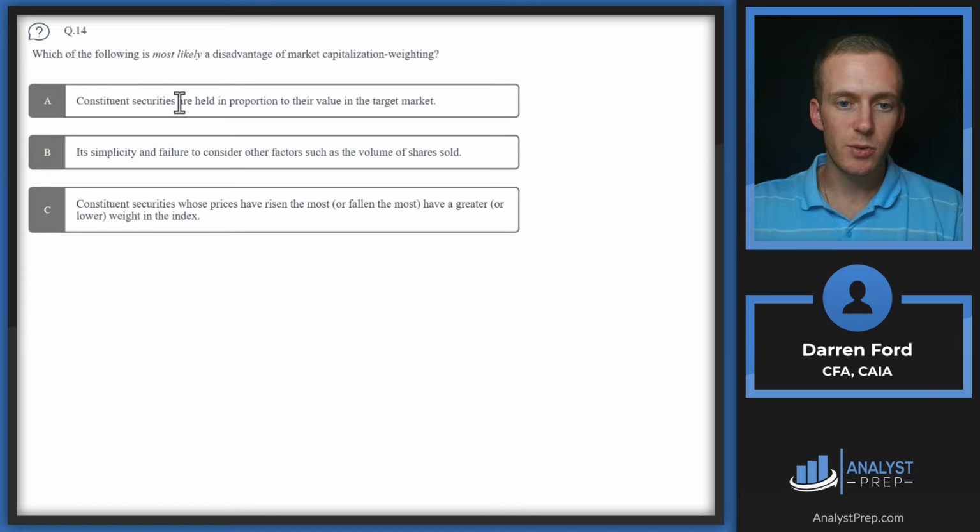So we've got A, constituent securities are held in proportion to their value in the target market.